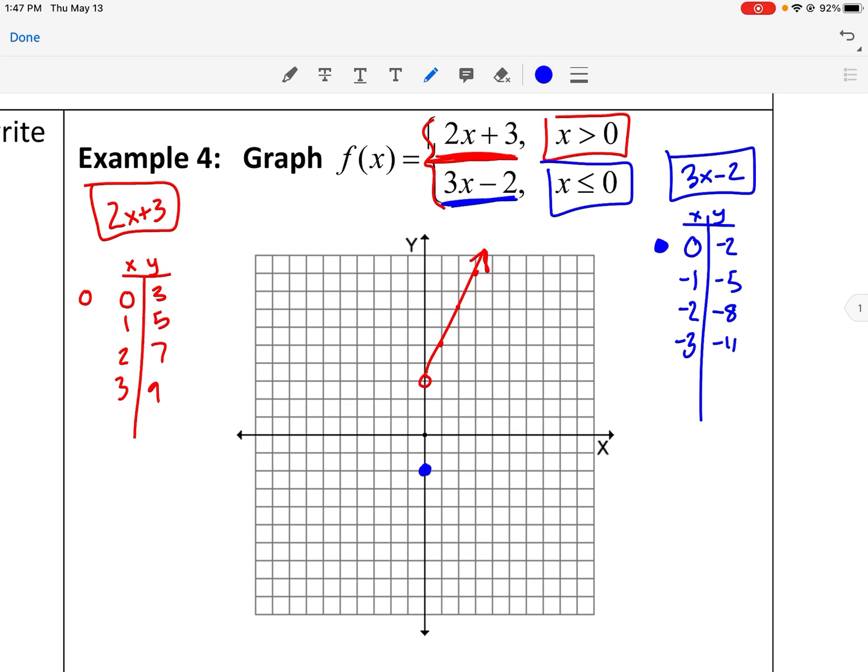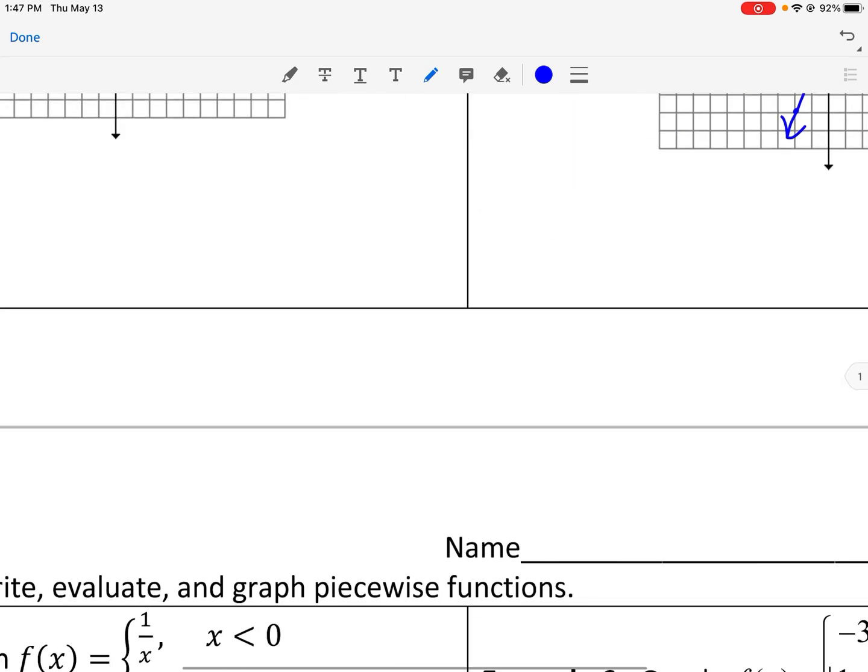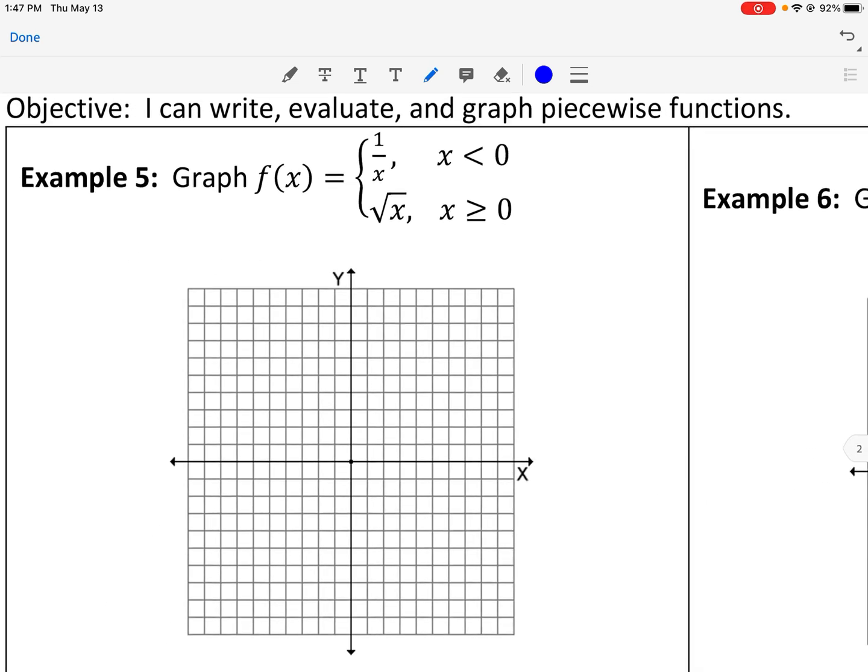Okay, so then we graph this. 0, negative 2, closed circle this time. Negative 1, negative 5. Negative 2, negative 8. And the other one doesn't fit, so there we go. And again, it passes the vertical line test, so it is still a function. Okay, let's keep graphing. Let's go to example 5.